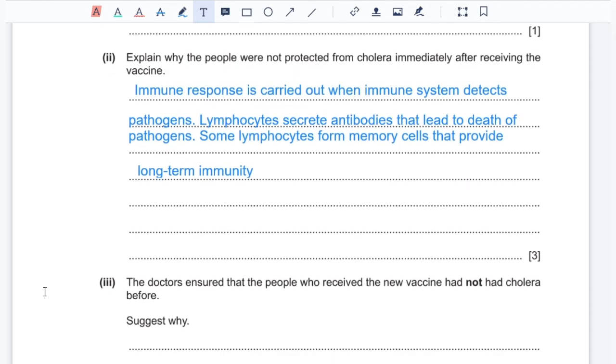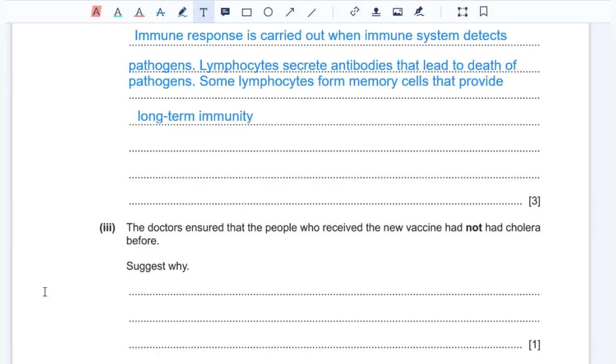3. The doctors ensured that the people who received the new vaccine had not had cholera before. Suggest why. And this is because they want to ensure that the people do not have active immunity against cholera prior to receiving the vaccine.